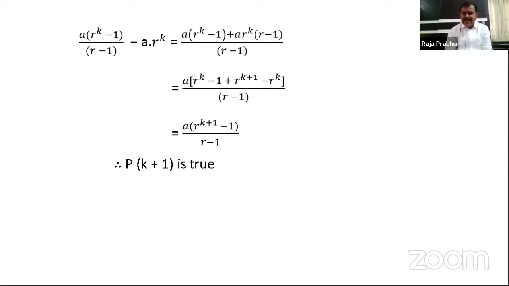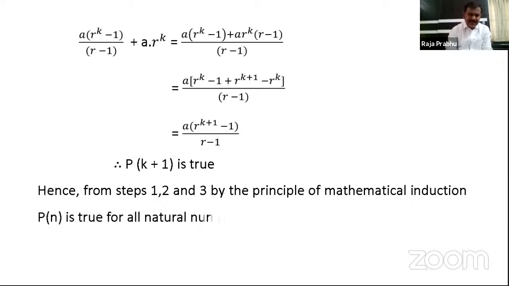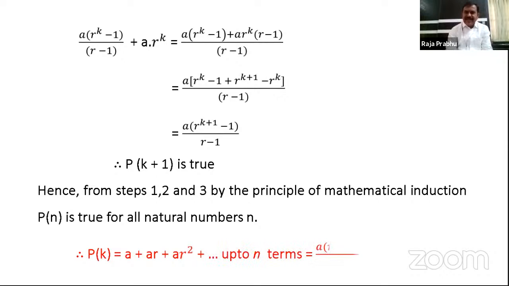Okay, children, now this is the third step. So, what is our conclusion now? As it is verified in steps 1, 2, and 3, by the principle of mathematical induction, it is true for any value of k, for all natural numbers. Therefore, the statement is true for any value of n. Therefore, the sum of n terms of a geometric progression is a into r to the power n minus 1 divided by r minus 1.